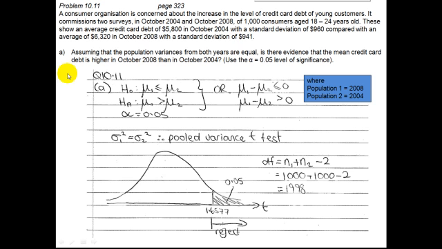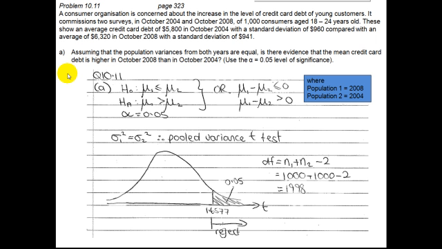Problem 10.11. A consumer organisation is concerned about the increase in the level of credit card debt of young customers. It commissions two surveys in October 2004 and October 2008 of 1,000 consumers aged 18 to 24 years old. Okay, so we're starting off this problem with a bit of background information as to what's motivating our surveys.